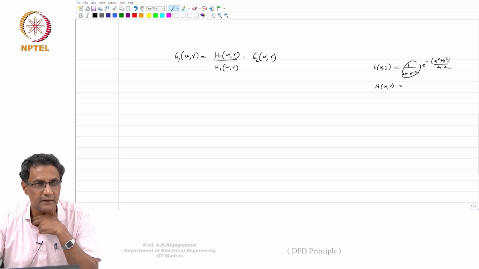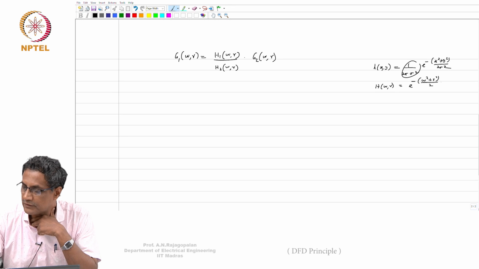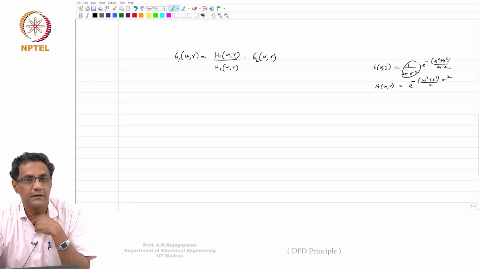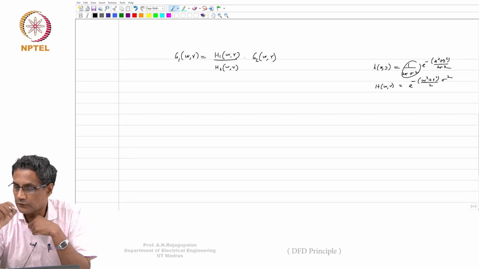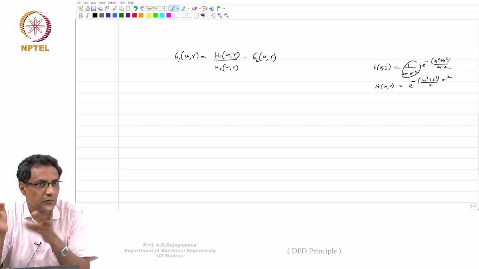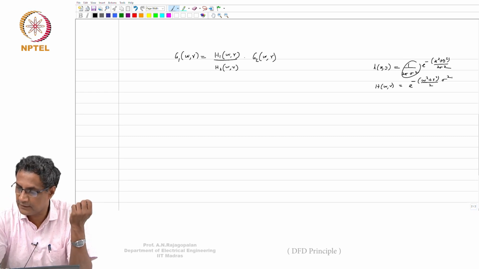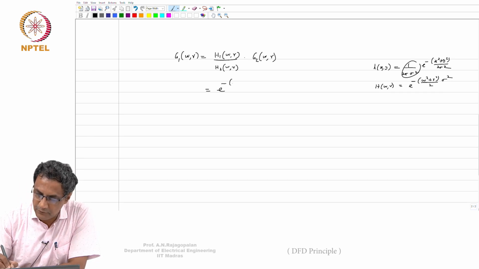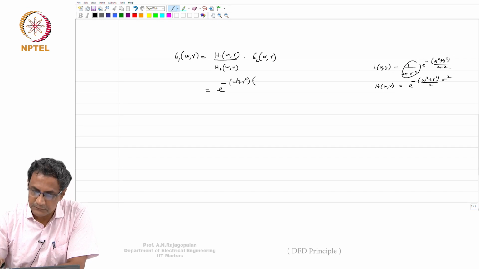As long as you have this factor in, it becomes e raised to minus of omega square plus nu square by 2 sigma square. So the sigma square comes on top when you go to the Fourier domain. This is something that you all know. This Gaussian is one of those special cases where the shape is retained. When you go to the Fourier domain, it still remains a Gaussian. So this leads to e power minus of omega square plus nu square, and we can write this as sigma 1 square minus sigma 2 square into G2 of omega nu.